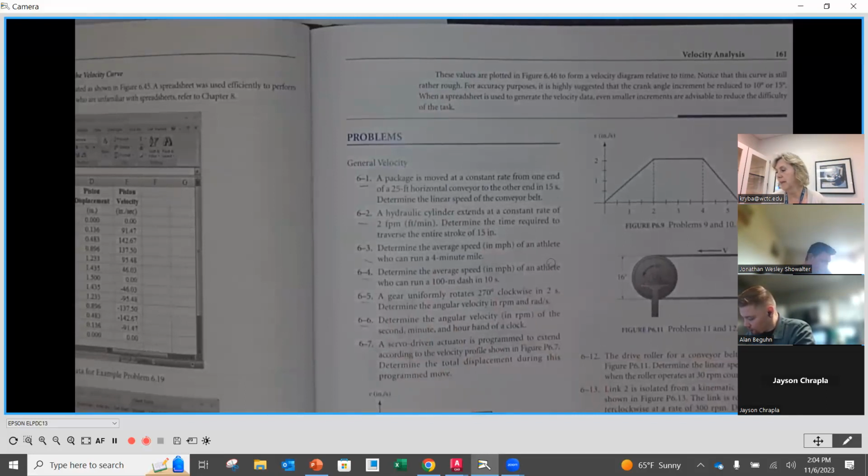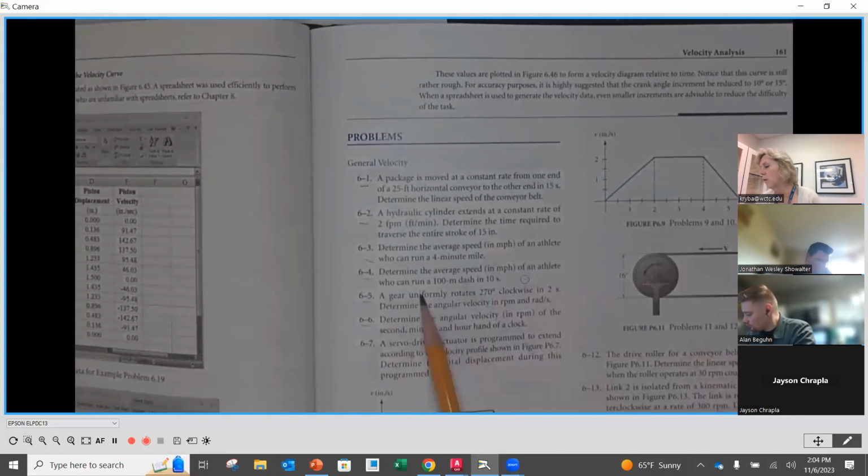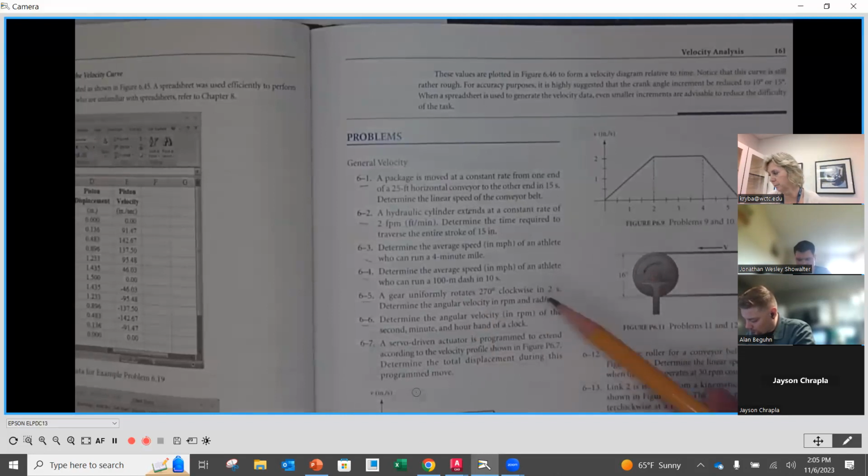Number 4, determine the average speed in miles per hour for an athlete who can run the 100-meter dash in 10 seconds. So here again, it would be 100 meters per 10 seconds, top bottom, and now you would just convert that to miles per hour. Okay, so conversion for those.